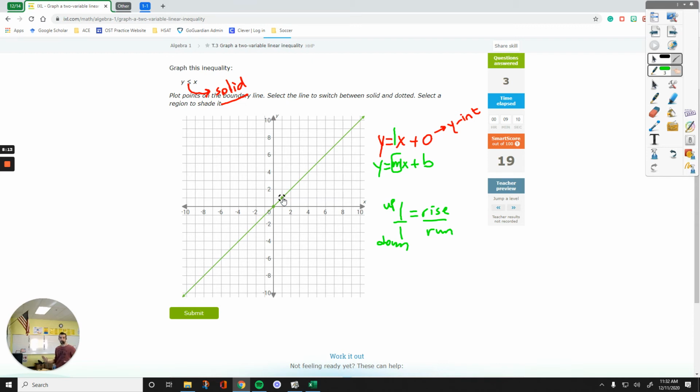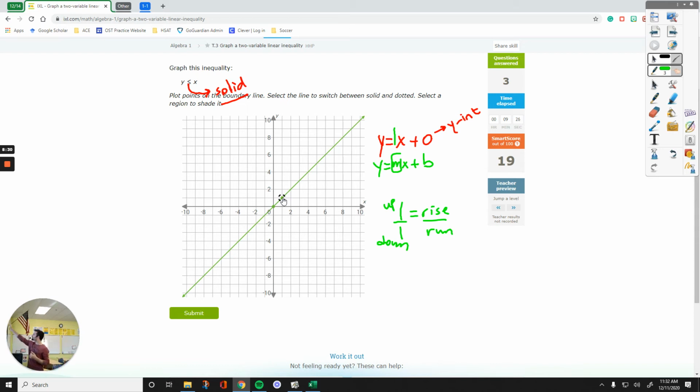Now we are good. Again, remember what kind of line we have. We need to have a solid line. We have our solid line, so we are not going to change it. The only part that is left is shading the area. But what area are we going to shade?